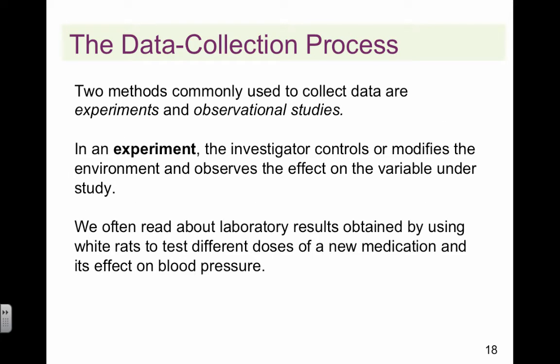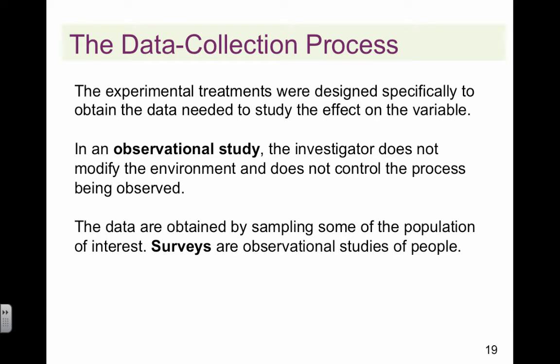So two common methods used are experiments and observational studies. In an experiment, you control the situation. Often we use experiments when we talk about drug testing, for example. We give half a group an experimental drug and the other half a placebo so that no one knows who's taking the real thing and who's not. And we'll talk about that more later. Okay? So if you read about a laboratory result using white rats to test blood pressure, the experimental treatments are designed in such a way that they allow us to test one variable.